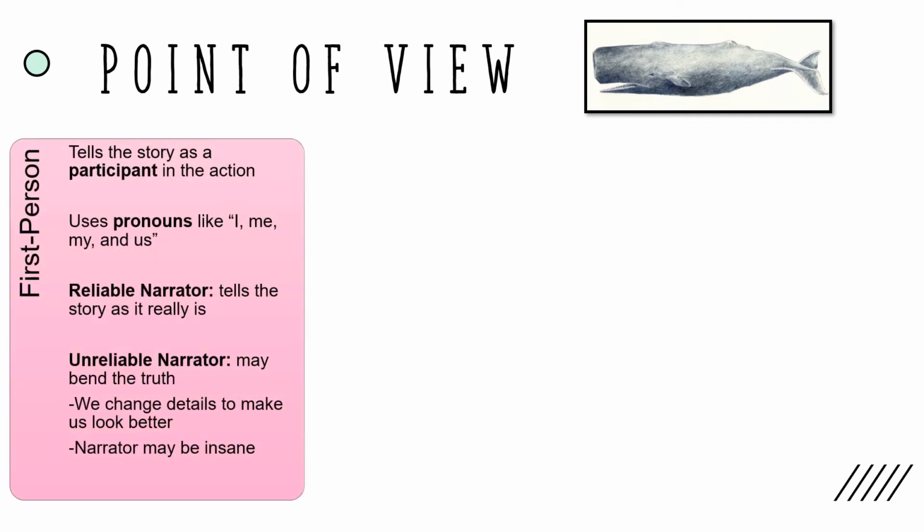A first-person narrator tells the story as a participant in the action, using pronouns like I, me, my, and us. A reliable first-person narrator tells the story as it really is, while an unreliable narrator may bend the truth. For example, sometimes we change small details in our stories in a way that makes us look better. Or you may read a story and find out at the end that the narrator is insane, so it's difficult for us as readers to believe every word he or she says.